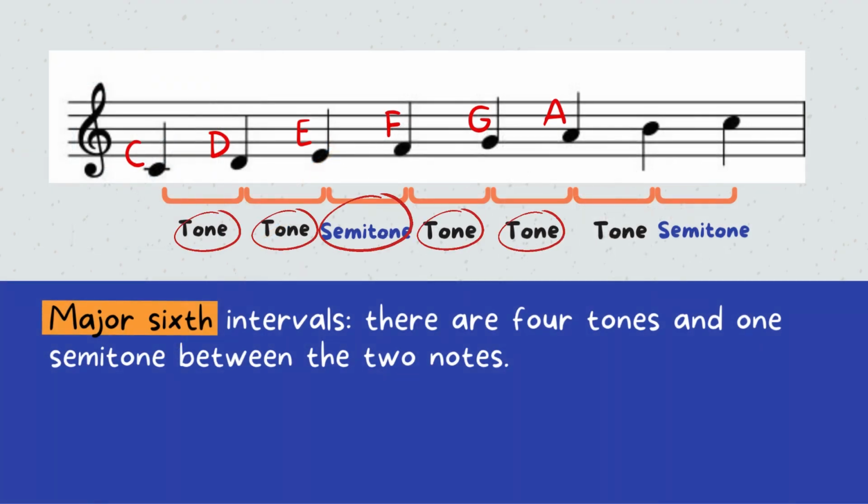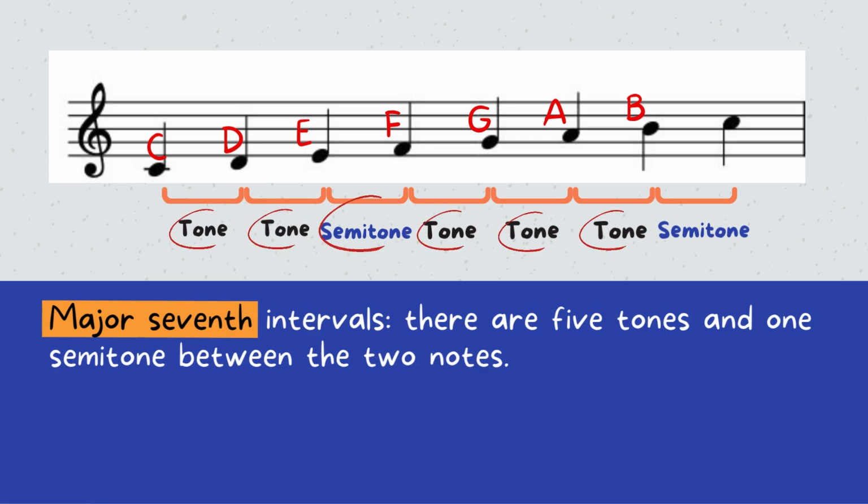A major sixth interval spans 4 tones and a semitone between the notes, as in the interval from C to A. Finally, if we talk about seventh intervals, there are 5 tones and 1 semitone between the 2 notes. Look at the image for this example. The interval from C to B consists of 2 tones, a semitone, and 3 tones. Summarizing, it contains 5 tones and a semitone.